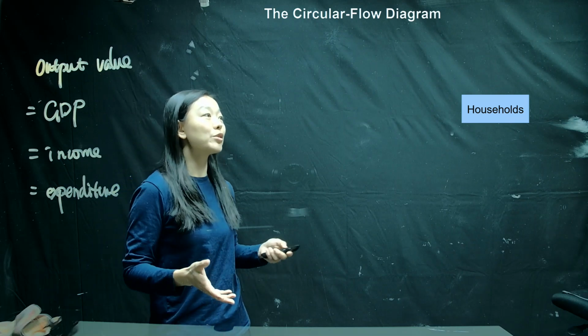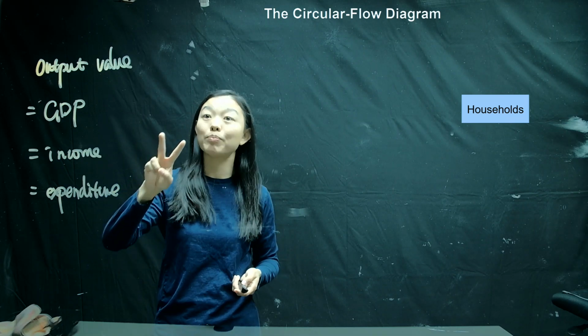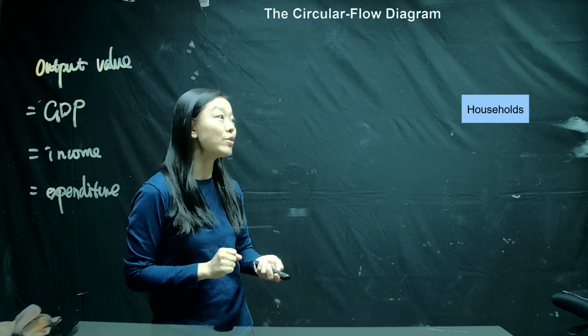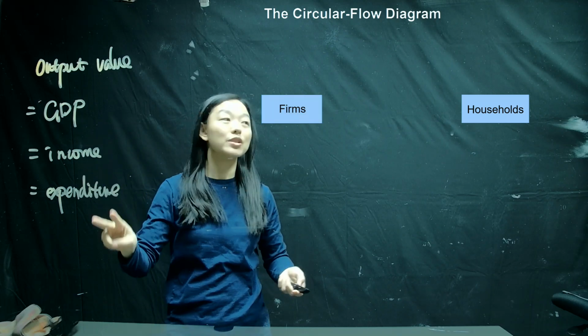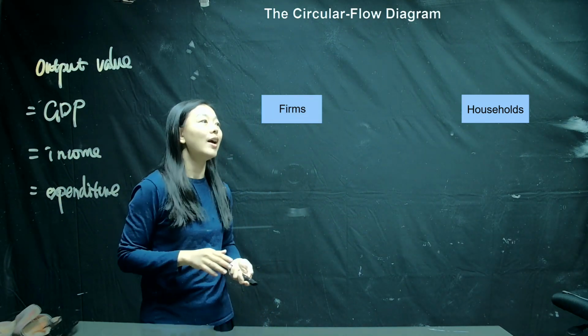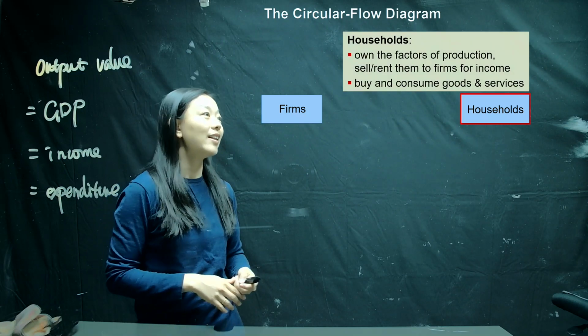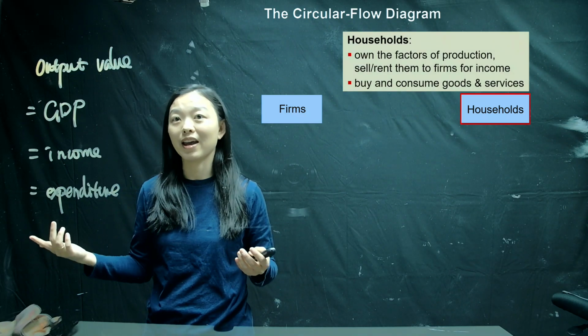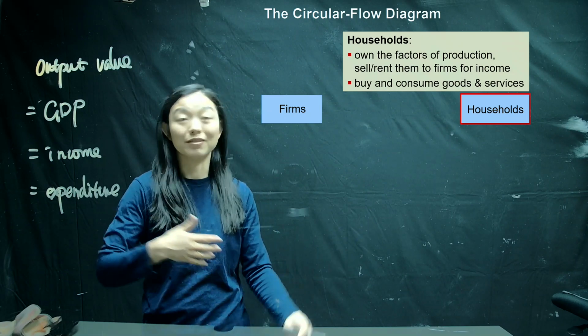You can see for the circular diagram, it has two parts. The first one will be households, and firms. So these two are the two participants in this diagram. Households, they own the factors of production. For example, households can be hired by the firms, right?